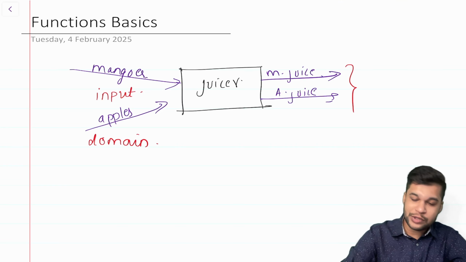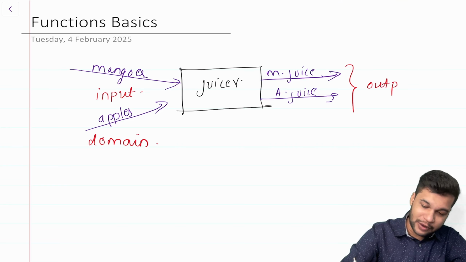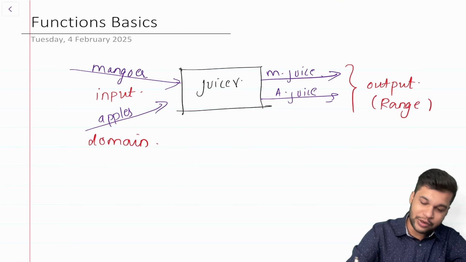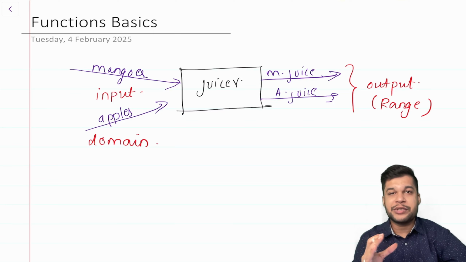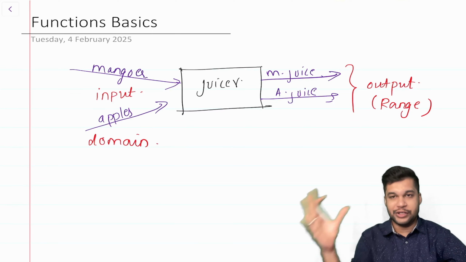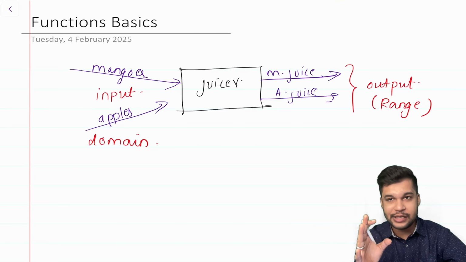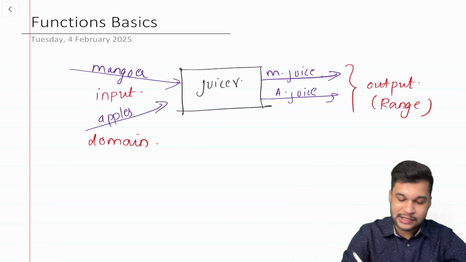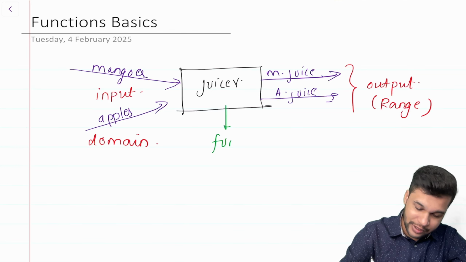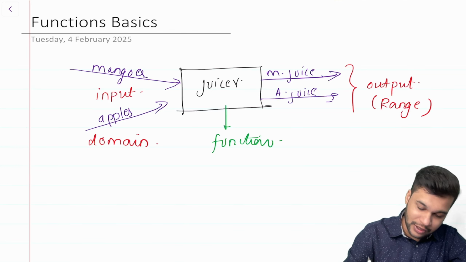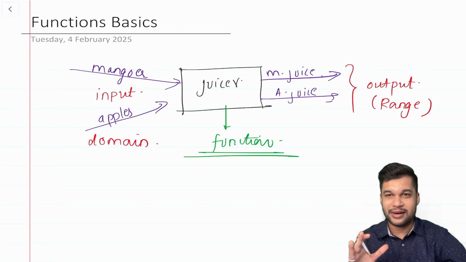And what are these? Apple juice and mango juice are your output. This is known as range. And the thing which is converting your domain to a range, the thing which is processing your input to an output, is known as a function. This is your function. I hope you got it.